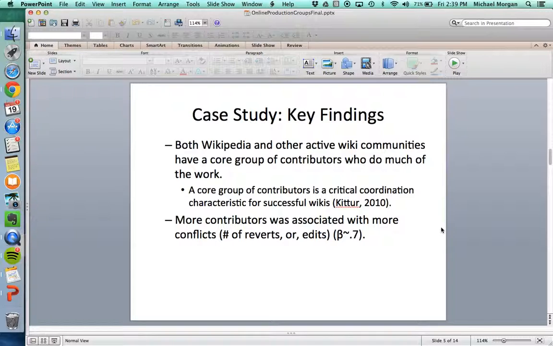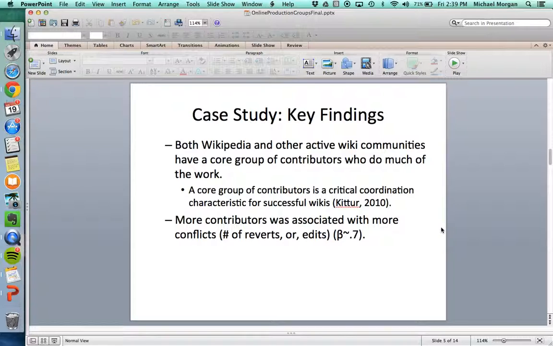Both Wikipedia and other active wiki communities have a core group of contributors who do much of the work. This suggests that there's almost like a long tail where there are lots of people who aren't necessarily considered core contributors and might come in, do some contributions, but then for the most part be detached and away from a lot of the activities. Also, the researchers said that a core group of contributors is a critical coordination characteristic for successful wikis. And this relates back to the core group of contributors.